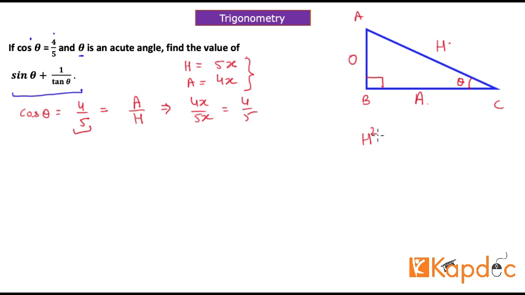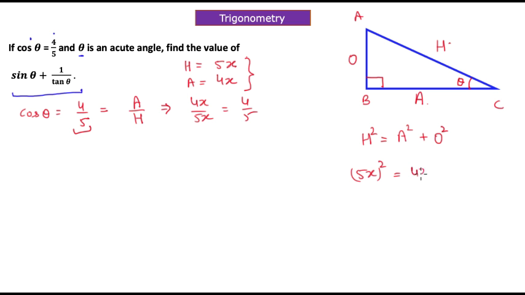And by the way of Pythagorean principle, I can say that h square is equal to a square plus o square. If I simply plug in what I know, then I find that h square, which is 5x whole square, is equal to a square, 4x whole square, plus o square. At this moment, o is unknown to us. And by the way of this simple mathematics, you can say that o square is equal to 5x whole square minus 4x whole square. And when you solve this, you will find that this will be equal to 9x square. Or when you take the square root on both sides, you will say that o is equal to 3x.